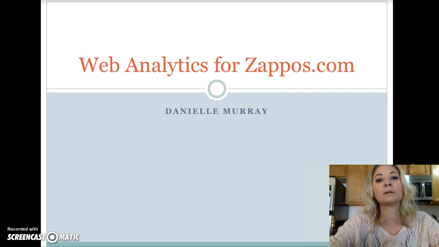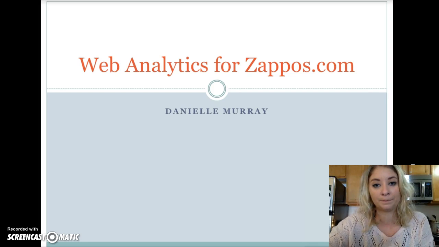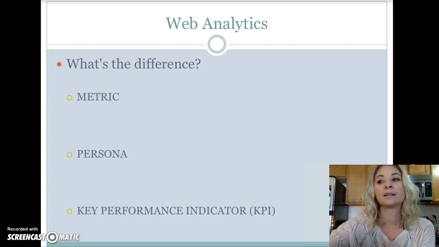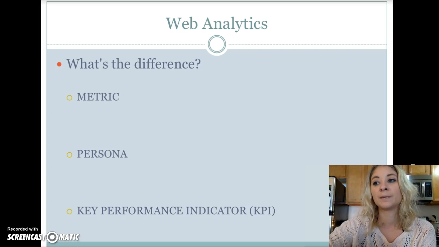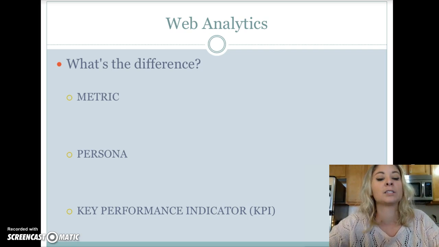Today I'm going to be talking about the best web analytics tools for Zappos.com. Before I start, I want to get through some definitions. So what's the difference? A metric is basically a number. You're going to be looking at page views, the time on a site, or the total number of visitors. And there's a lot more than I just mentioned.